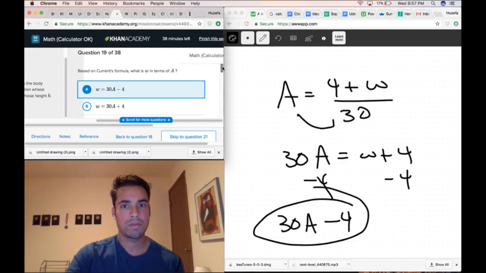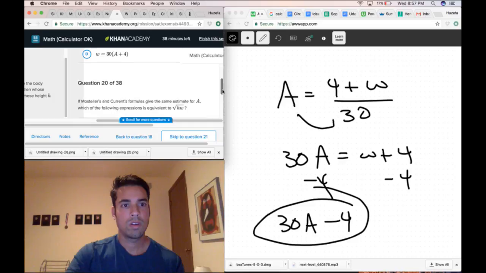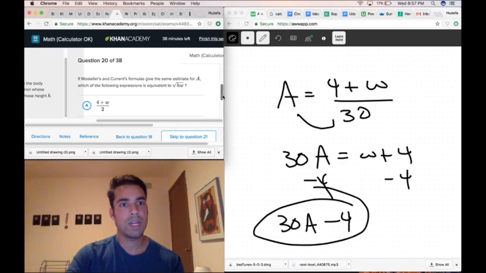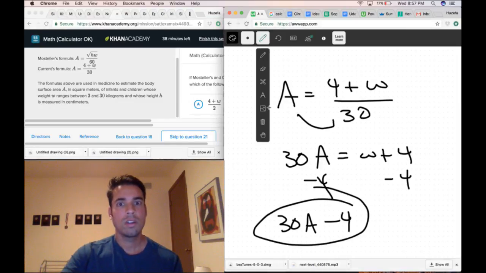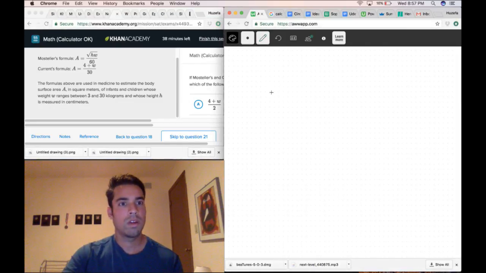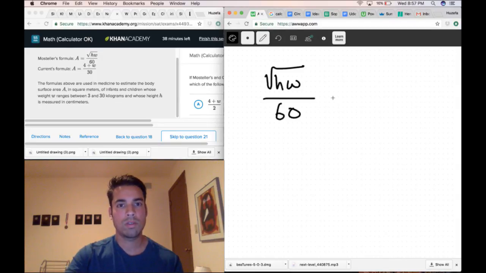30A right there. If Mossler and Carnes formula give the same estimate for A, which of the following expressions is equivalent to the square root of HW? All right, so we need to look at the formulas again. What they're saying is those guys are equal. So we're just going to set these two equations equal to each other. A is the same, so these guys both equal one another.